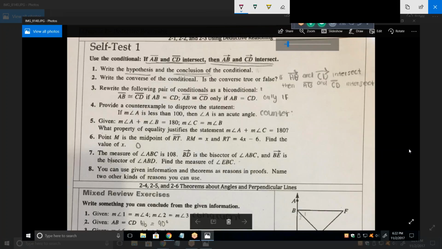That's the conditional. What's the converse of it? If AB and CD intersect, then line AB and line CD intersect. Are you sure about that? Yeah. This is another one where I don't know all the terminology. I know one is the converse, the other is the biconditional. Okay, so the converse is just reversing the hypothesis and the conclusion.